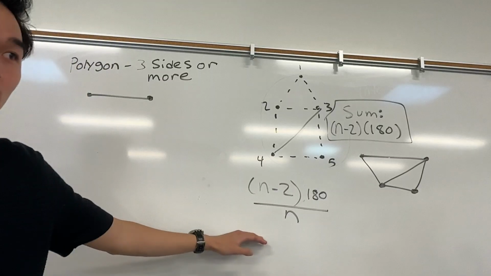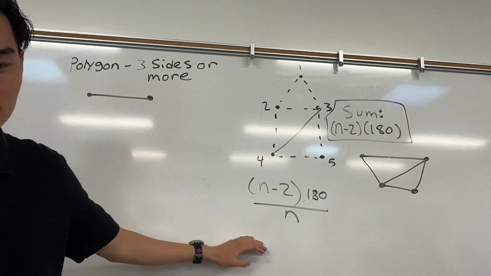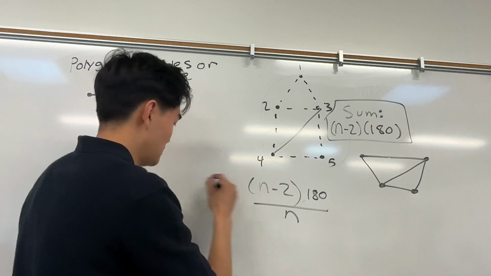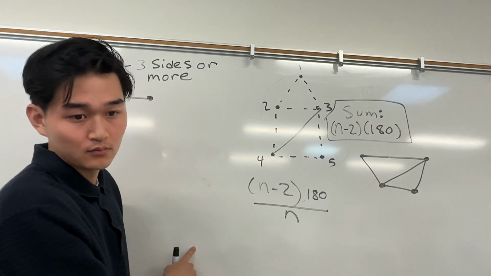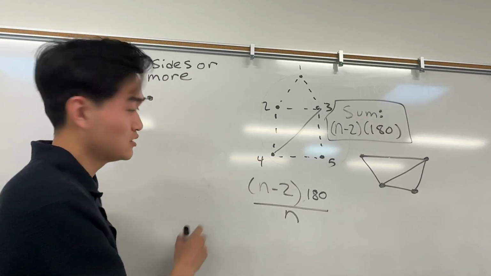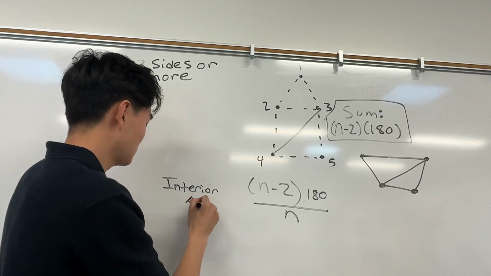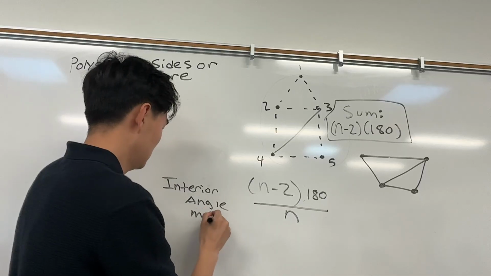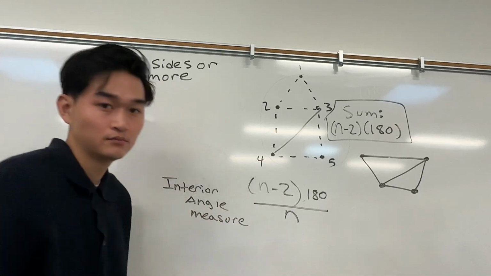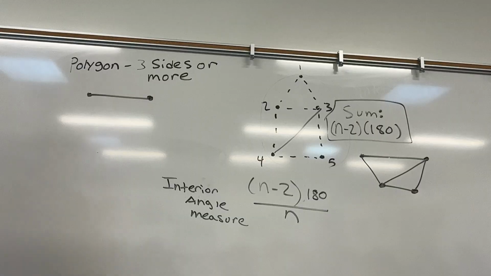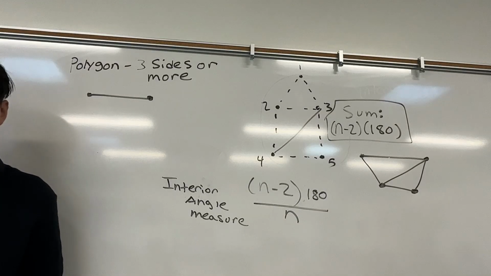Got it? Because it's just one measure. So this isn't the sum. This is just the interior measure. Very good. Questions? We're good? And then the exterior angle measure of a regular polygon, what's it for that one?